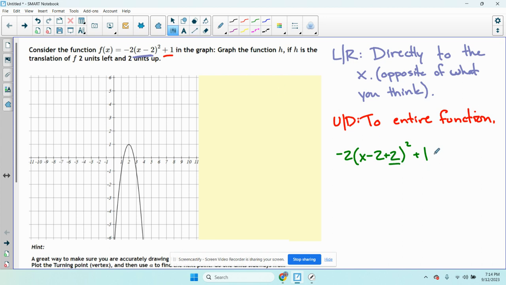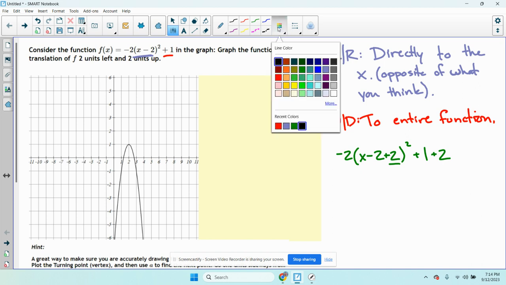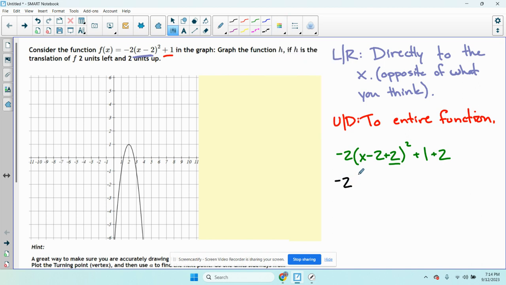2 units up is going to be added to the outside of the function. And that works the way you think it would. Up is positive, down is negative. So now if we just simplify this, this is -2 x. These cancel out. So this is just going to be x squared plus 3. So it looks like our final equation, oops, I want to get rid of the parentheses. Our final equation is going to be h of x equals -2x squared plus 3.